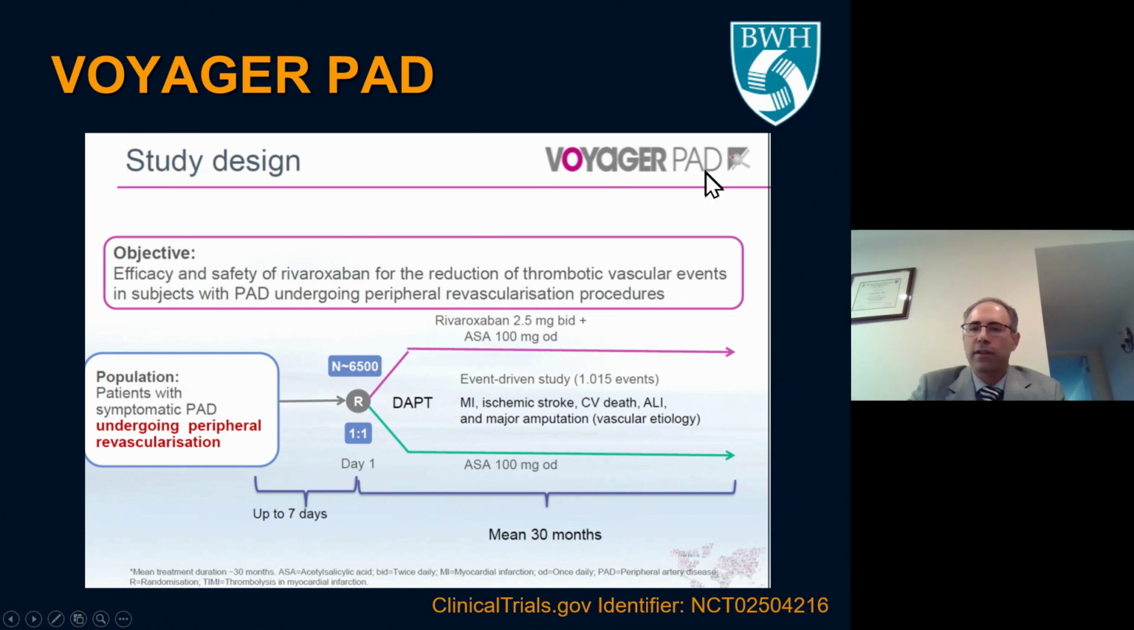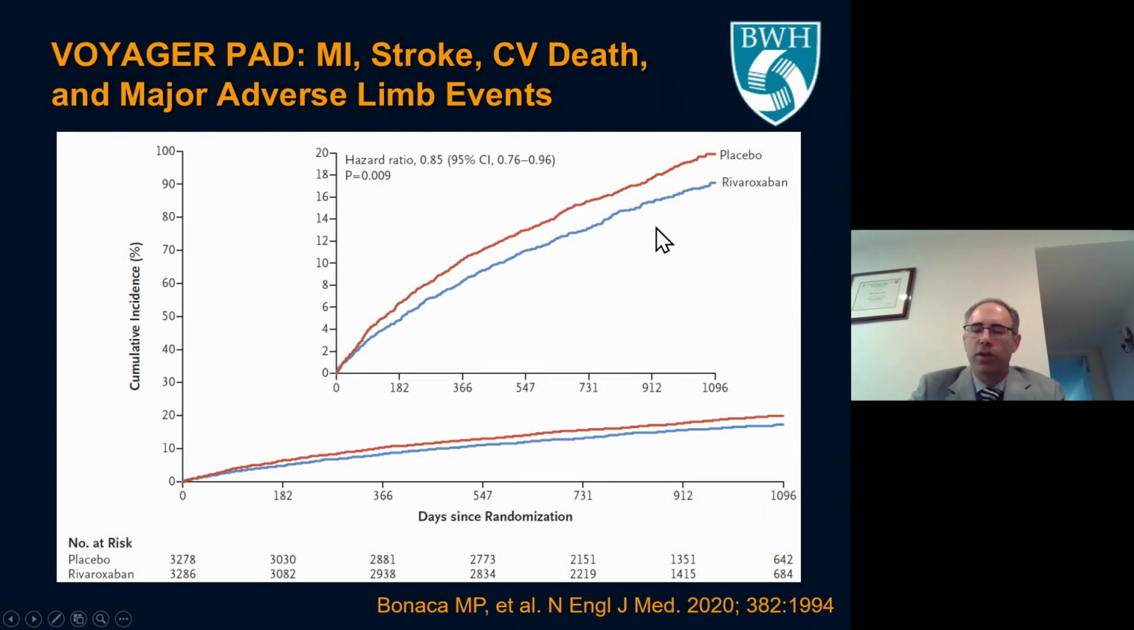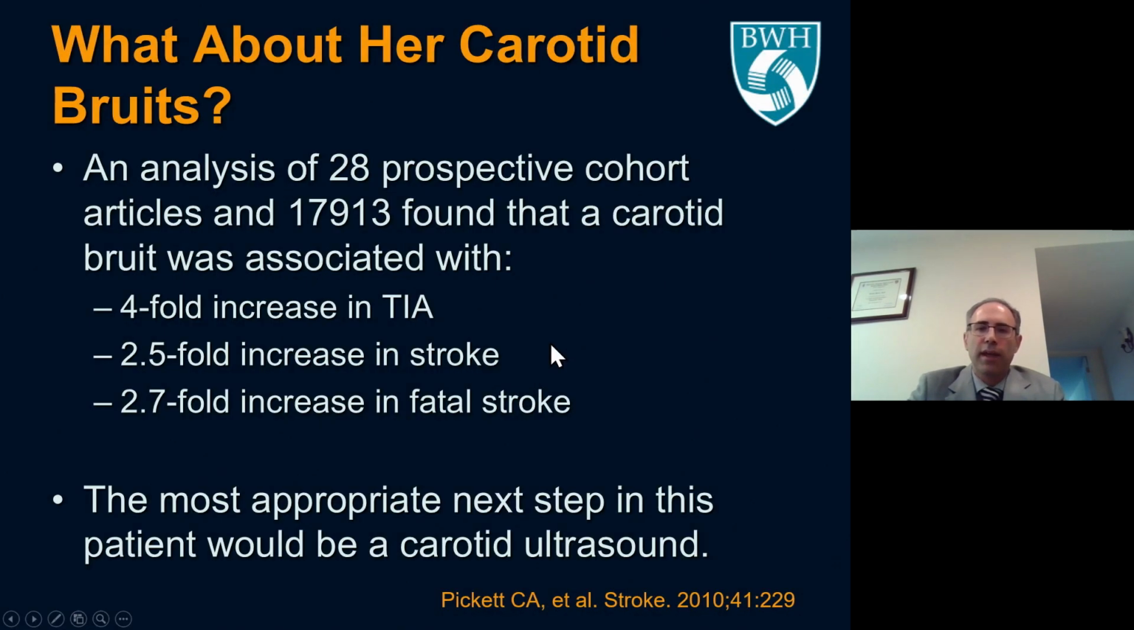Along similar lines, recently presented was the VOYAGER PAD, published in the New England Journal. These are in patients who had PAD revascularization, but again, looking at that same special regimen of low-dose rivaroxaban and aspirin. And what they were able to show is that regimen actually, again, reduced MI, stroke, cardiovascular death, and major adverse limb events. And my friend Mark Banaka worked on that study. So very important in patients who've been revascularized to consider this antithrombotic and antiplatelet regimen.